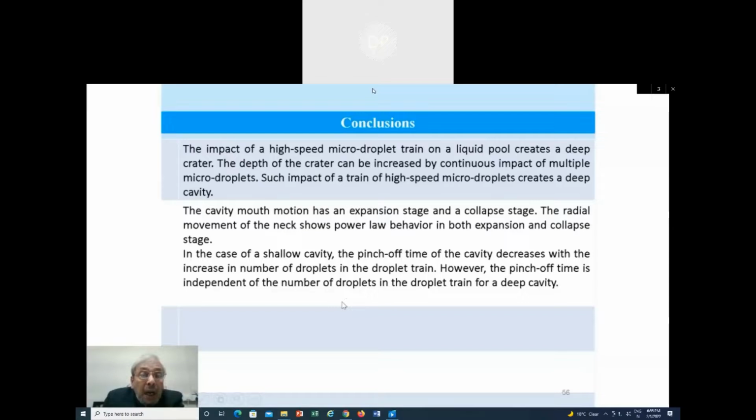In the case of a shallow cavity, the pinch off time of the cavity decreases with the increase in number of droplets in the droplet train. However, the pinch off time is independent of the number of droplets in the droplet train for a deep cavity.